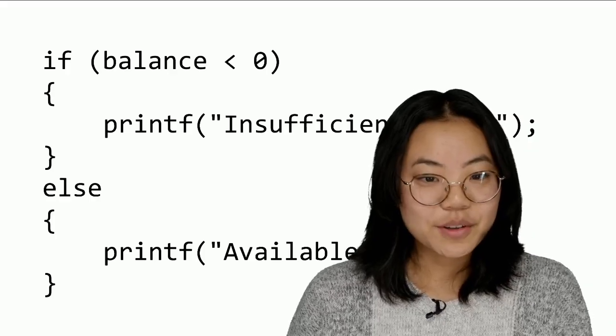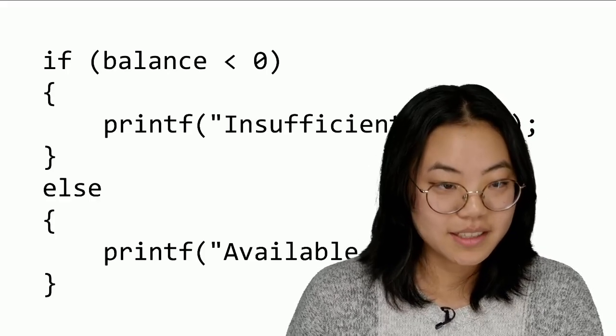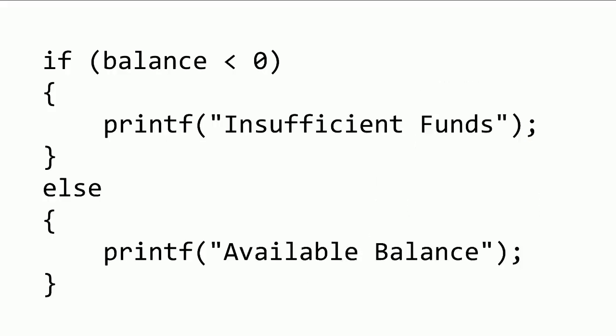We can extend this a bit further and provide another case. So we have this first case: if balance is less than 0, we'll print insufficient funds. If the balance is not less than 0, which is our else case, then we can print available balance, and then later maybe we'll print out the balance. Something to note here is that these two cases are mutually exclusive, right? You're not going to have a balance that's both negative and not negative. And so these two cases are never going to be happening at the same time.